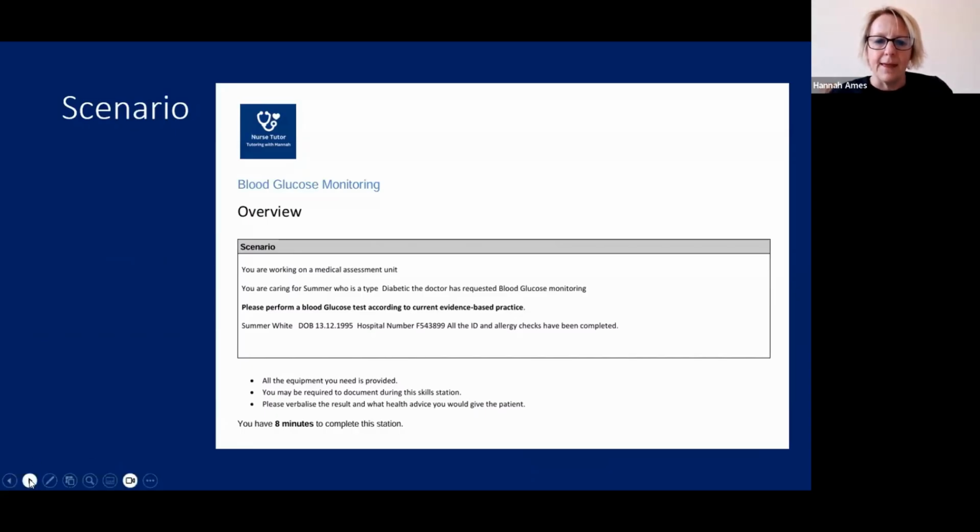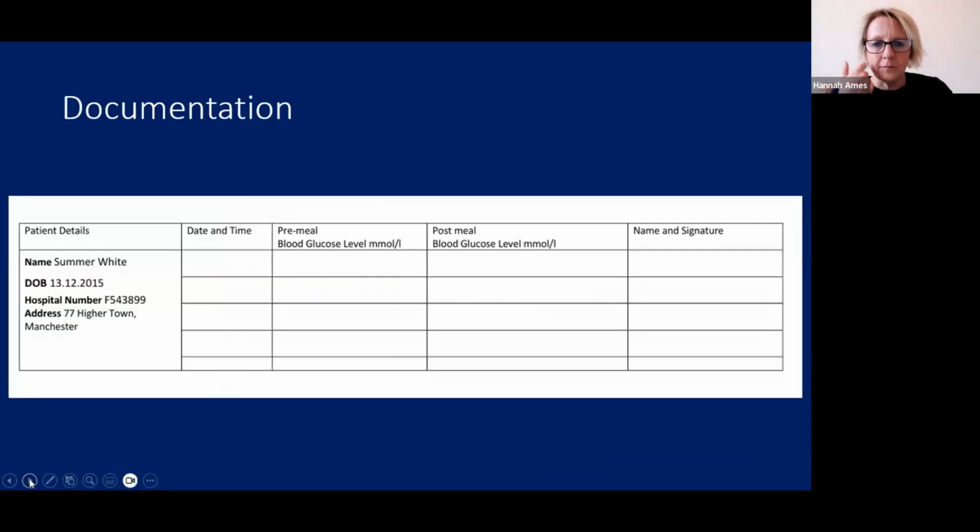And then you'll have some form of documentation, okay? It might vary a little bit between test centres, but normally you'll have a pre-meal and post-meal section, somewhere to put your date and time and somewhere to write your name and signature. So you do need to assess in your station whether the patient is pre-meal or post-meal. And post-meal is anything up to 2 hours from the patient having consumed some food.